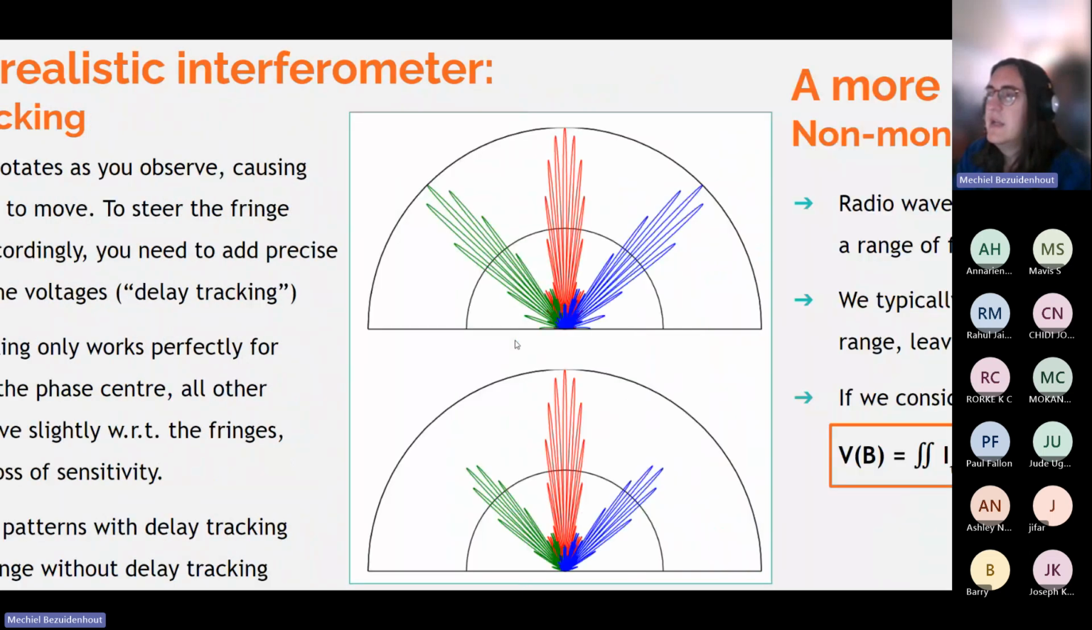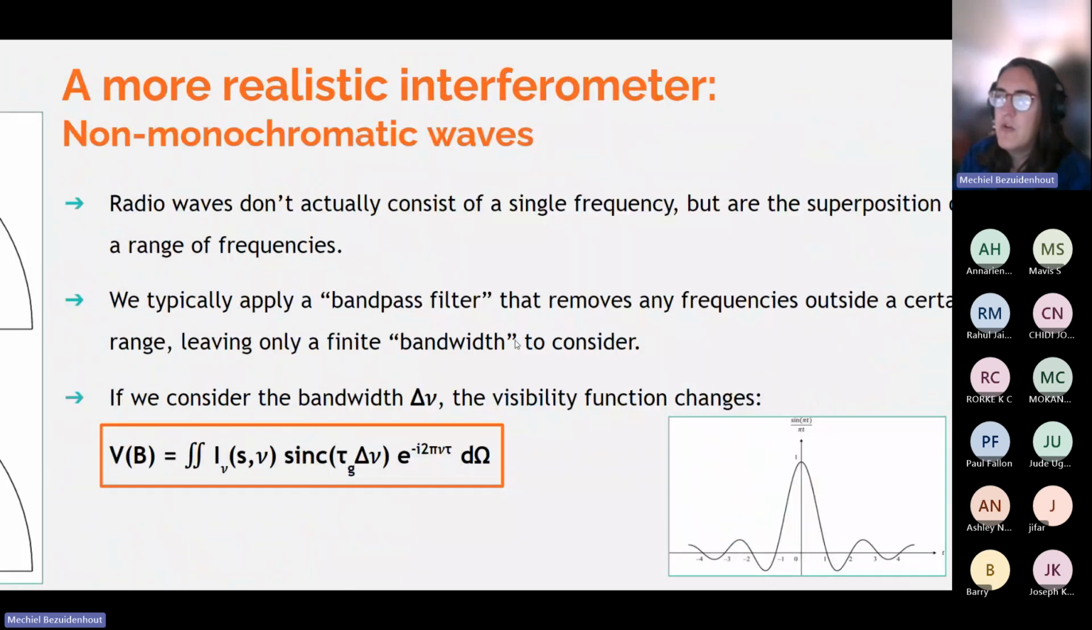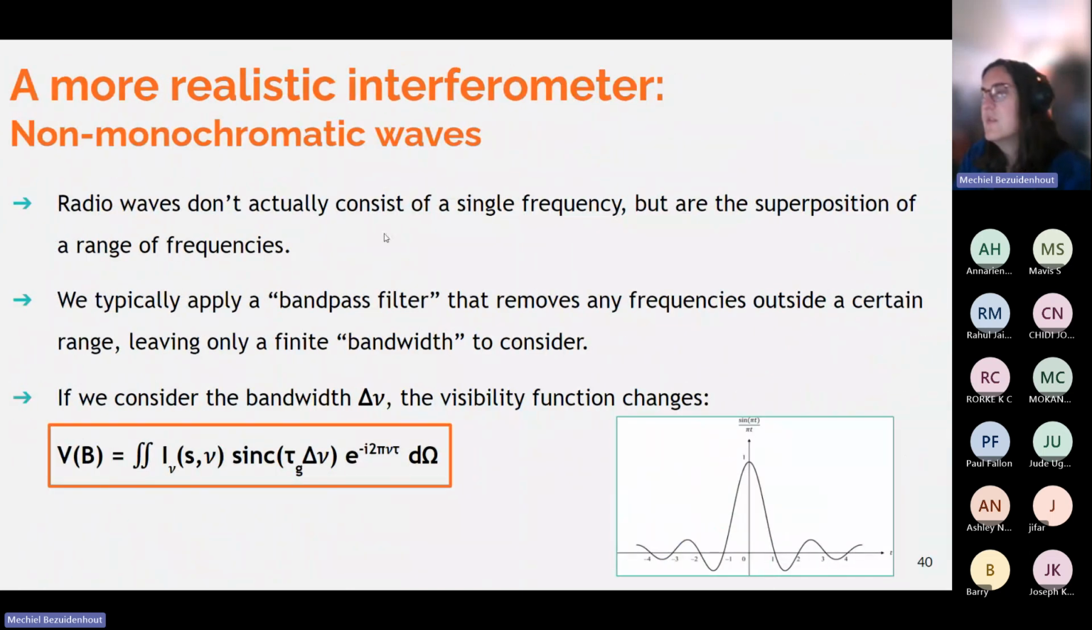Another important factor is that we assume non-monochromatic waves. So we assumed a monochromatic wave with a single frequency, but radio waves actually don't consist of a single frequency, but are the superposition of a range of frequencies. Now, typically, before we analyze the signal, we apply what's called a bandpass filter, which removes any frequencies outside of a certain range, leaving only a finite bandwidth to consider.